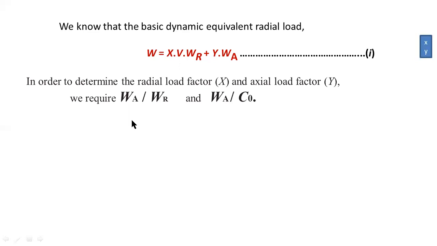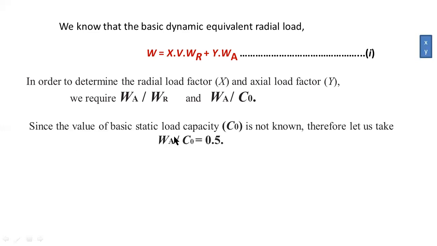In order to determine the radial load factor X and axial load factor Y, we require the WA by WR ratio. First of all, you have to find the ratio of WA by WR, that is axial load by radial load, and also you have to find the value of WA by C naught. Here C naught is the static load factor. The value of basic static load factor C naught is not known. WA, WR, these both values are given in the question, but we don't know the value of C naught.